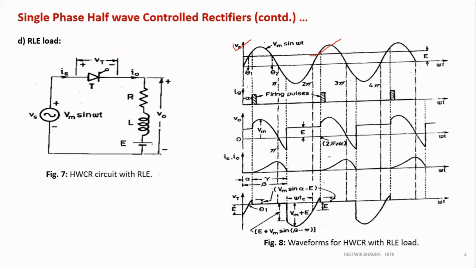If you compare with the previous ones, this E was not there. That's why whenever my thyristor was off, this point was 0, then going like this, then 0. But now we have an E over here, so wherever it was 0 in the previous curves, now it is becoming E.